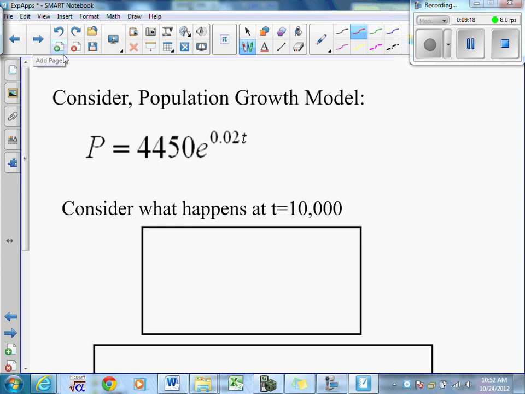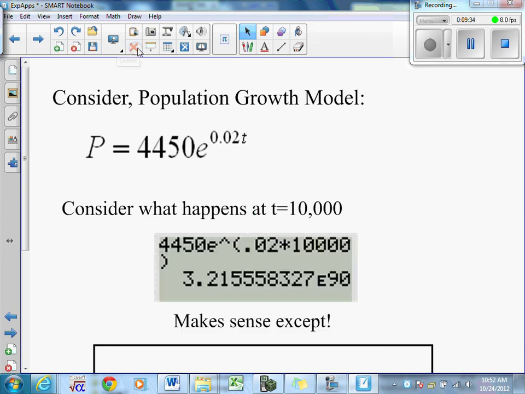Now, if we go back and look at this growth model, this is the one we looked at before. And I said, what happens if T is 10,000? T is really big. We plug 10,000 in, and we get a rather large number. Understand, this number on the calculator is 3.22 times 10 to the 90th. A large number. And that makes sense.